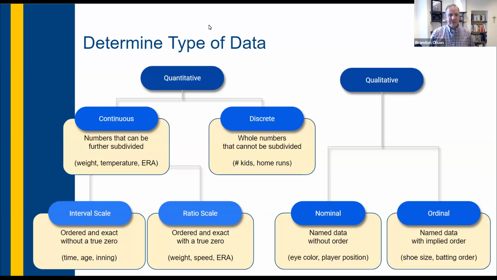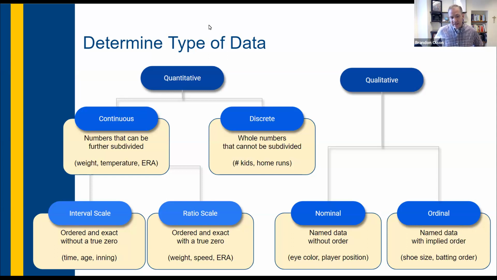Now, if it's a continuous variable, we also can break this down further into interval or ratio scales. So interval scales, these are going to be data that don't have a true zero. So such as time, age, or baseball inning, there is no zero in each of those. You have an age. There is a certain time. There's not a zero time in any given day.